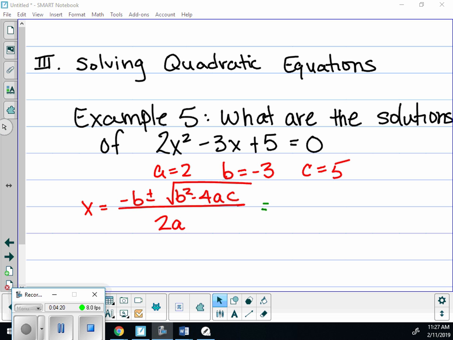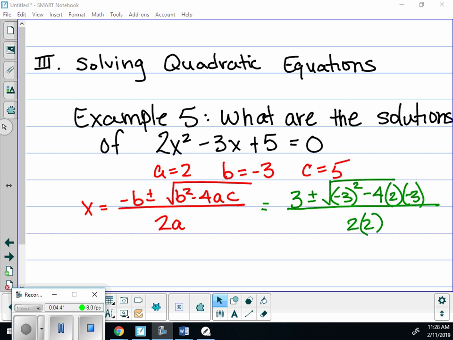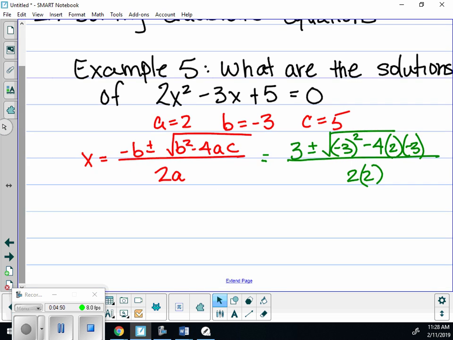So the opposite of B. B is a negative 3, so the opposite of that will be positive 3. B squared would be negative 3 quantity squared minus 4 times A times C all over 2A, which is 2. Right? So we plug in our numbers for A, B, and C. And then we work on solving this. So look inside the square root to simplify.